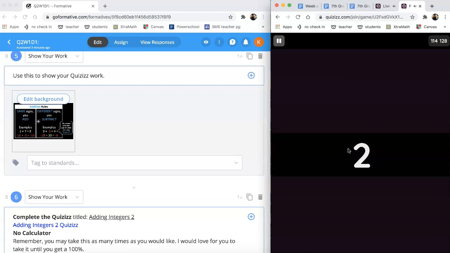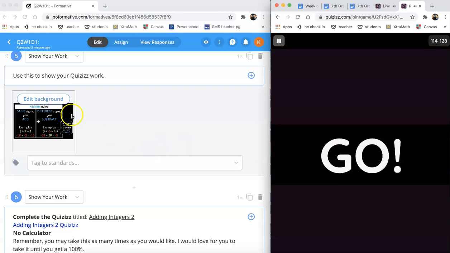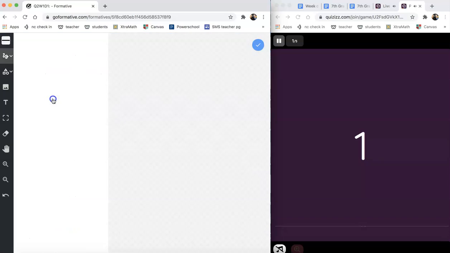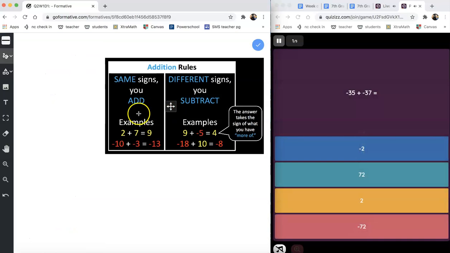Okay, so the game's being prepped over here on the right, and then we need to remember our rules. So same signs you add. If they're both positives, 2 plus 7 we get 9. If they're both negatives, 10 and 3 makes negative 13. And the sign stays the same. So this was positive, so this result is positive. This is negative, so this result is negative.